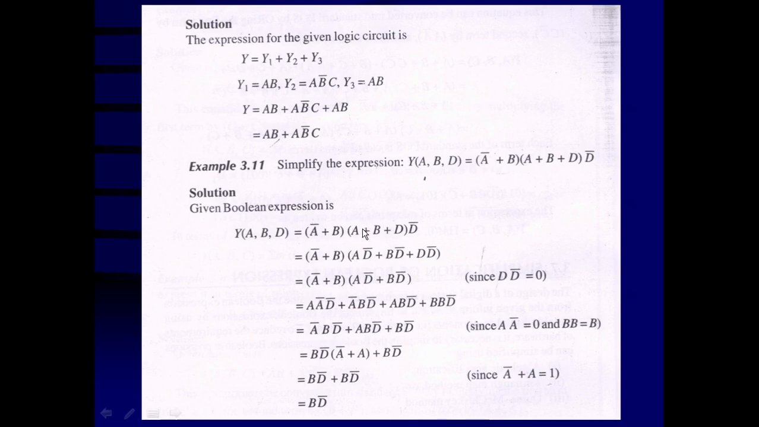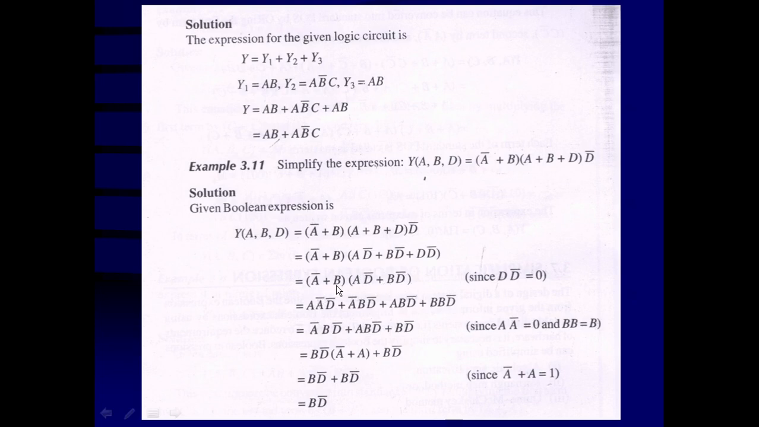D bar is multiplied with each variable. So A D bar, B D bar or D D bar. And again, any variable AND with its complement results in 0. So this term is going to be 0. That means this second bracket is reduced like this: A D bar plus B D bar, into A bar plus B.